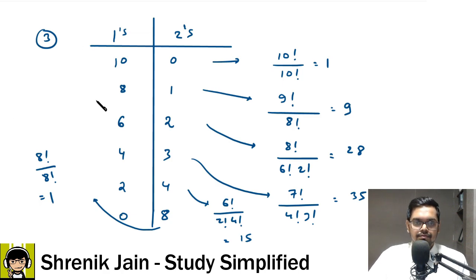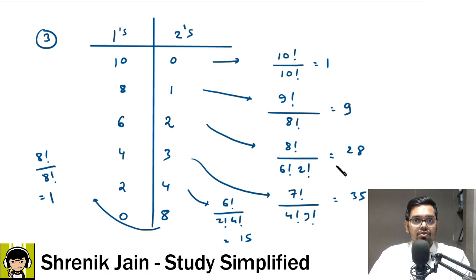Case number 3. If 7 ones are there, then no possibility to get sum as 10. If 6 ones are there, so 6 plus 4 is 10, so 4 can be gotten if you take 2 digits 2 times. So 6 ones and 2 times 2 digit. So total we have 8 numbers. 8 numbers can be arranged among themselves in 8 factorial ways. Divide by the repetition, 6 factorial, 2 factorial, simplification gives 28.